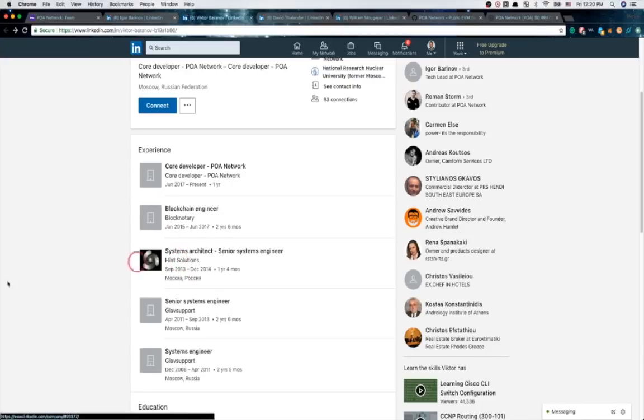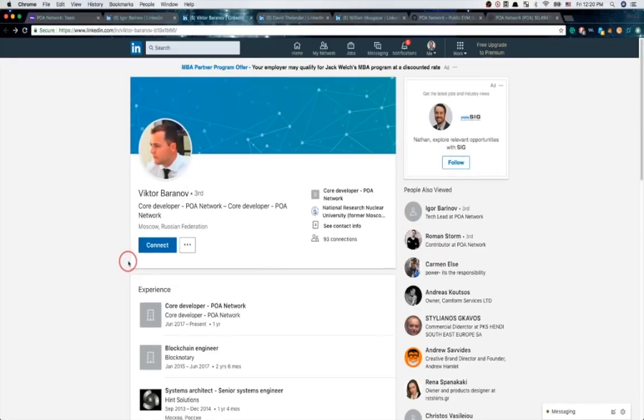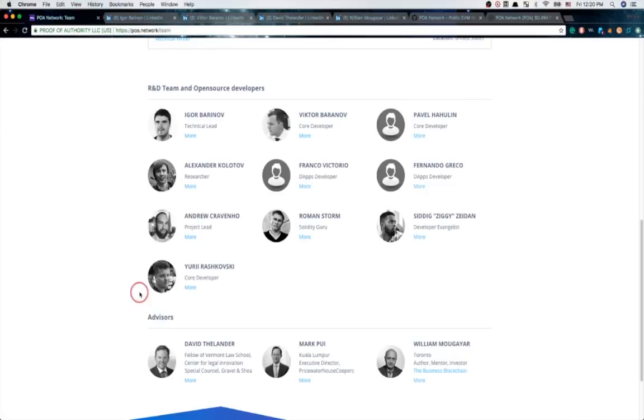They worked at Hint Solutions, which is essentially an IT outsourcing company, so they've got some great experience there. And they've also worked for Block Notary, so you'll see that they probably developed the relationship with Igor during that time. And if you go on their GitHubs, you will see that these guys have done a lot of great work for POA, and they're continuously active on there. So without getting too long-winded, I just wanted to touch real quick on their advisors.